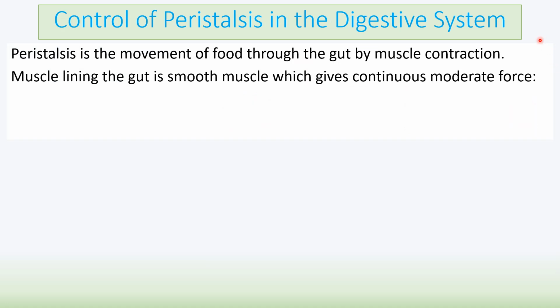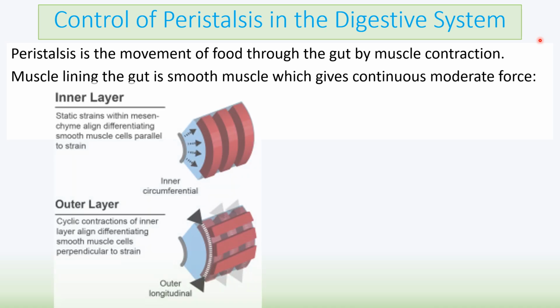So another area that is controlled by the nervous system and through hormone controlling, but mainly nervous system, is peristalsis in the digestive system. This is the movement of food through the digestive system, collectively known as the gut, via muscle contractions. A muscle lining in the gut is called smooth muscle, which gives a continuous moderate force, and it is involuntary, so you don't think about this muscle contraction.